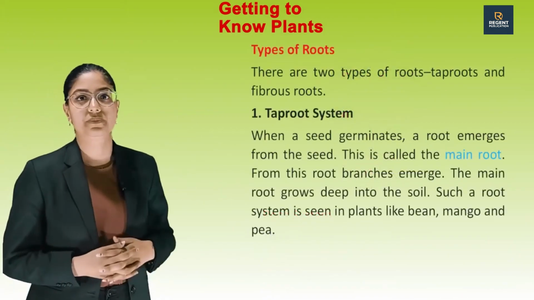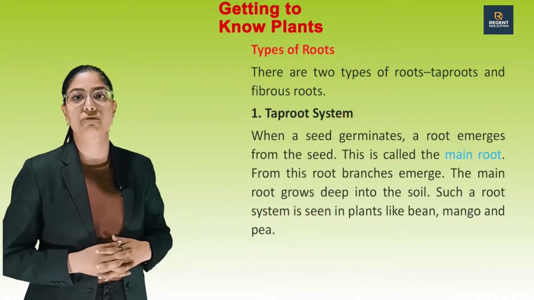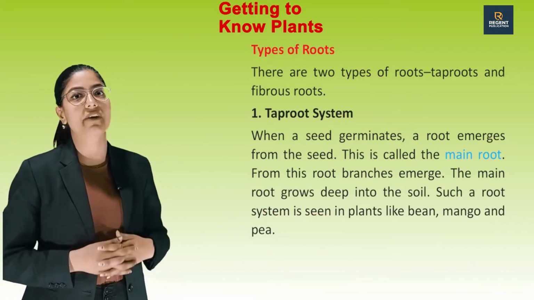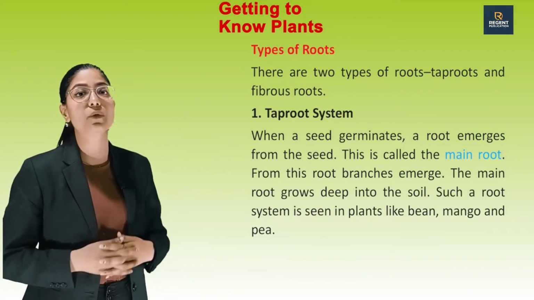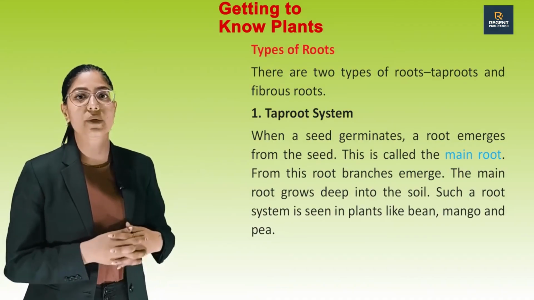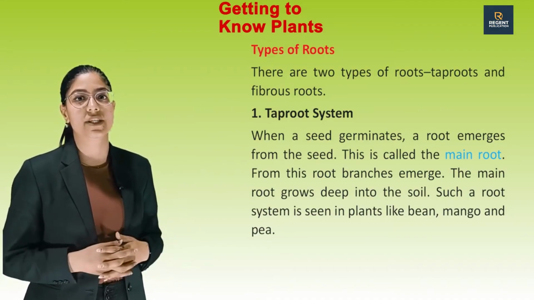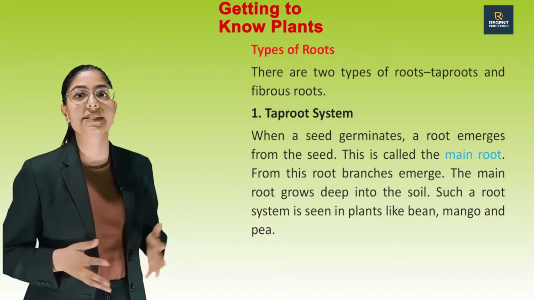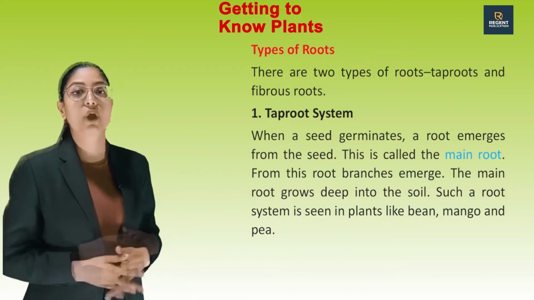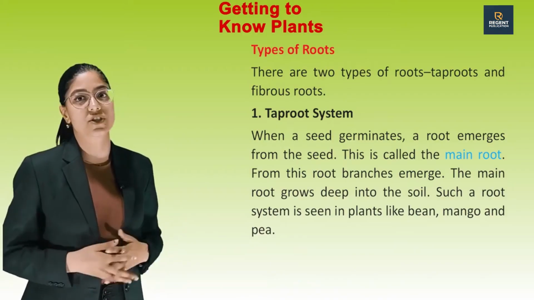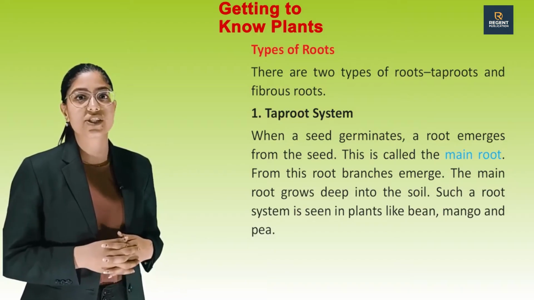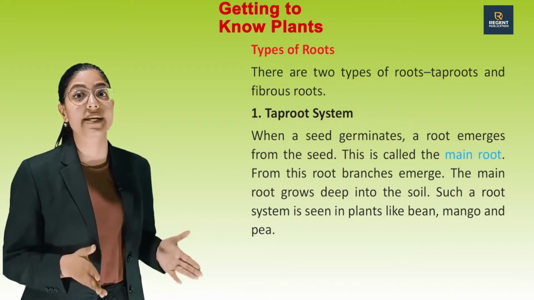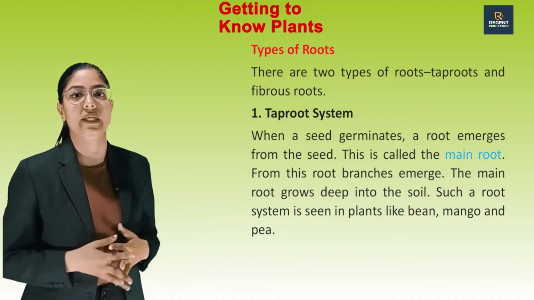Types of root. There are 2 types of roots, taproot and fibrous root. First one is taproot. Taproot system. When a seed germinates, a root emerges from the seed. This is called the main root. From this root, branches emerge. The main root grows deep into the soil. Such a root system is seen in plants like bean, mango and pea.